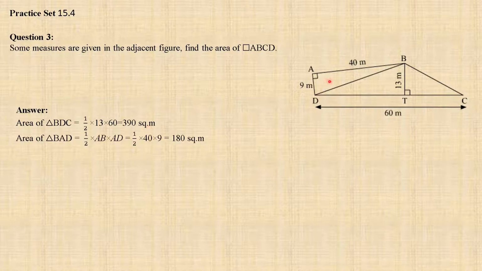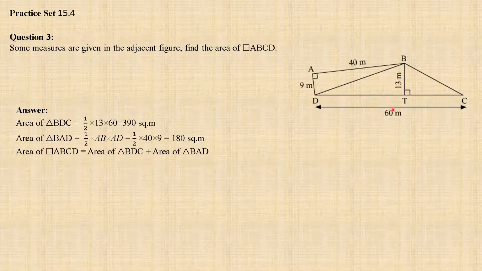Now if you look at triangle BAD, here again this is a right angle triangle, so we can use the half into base into height formula. So half into base is AD, height is AB. So half into 40 into 9. Simplifying this, we get 180 square meters.